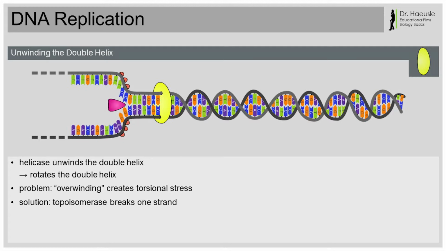The topoisomerase breaks one of the DNA strands over and over. It breaks a strand? Is the double strand not damaged like that? No, the breaks are reversible. They will be undone again later. What are these breaks even good for? The topoisomerase breaks one of the strands after the helicase has straightened the double helix.